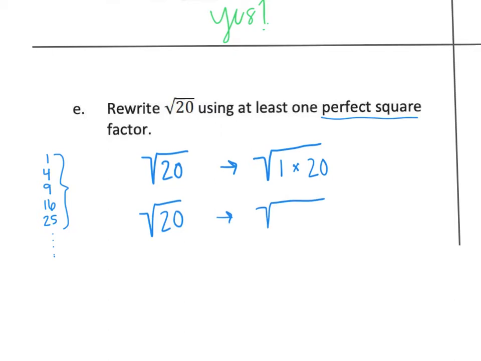Does 4 go into 20 evenly? It does. And is 4 a perfect square? Yes. So 4 times what equals 20? 4 times 5. So these two equal the exact same thing. So I rewrote this using a perfect square. So we're going to be doing this today because eventually we're going to be able to use this perfect square and remove it from our radical to simplify our expression, okay?